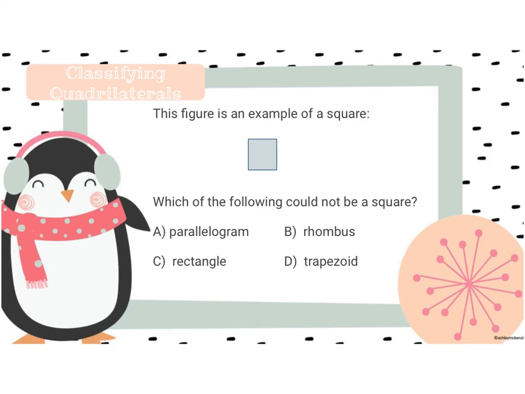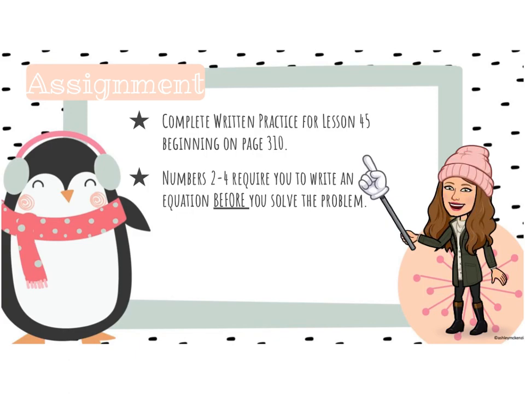Okay, so you've got to think about the attributes of each one of these quadrilaterals. The examples are in your book, guys, so if you need to go back and look at them and just see them for yourself, they're all at the beginning of lesson 45. Your assignment today is going to start on page 310.